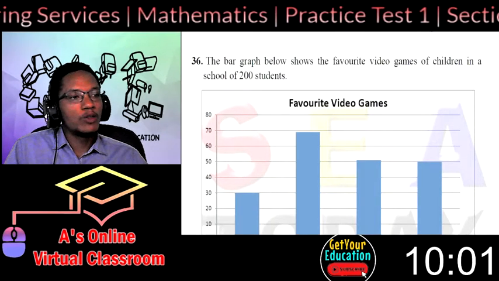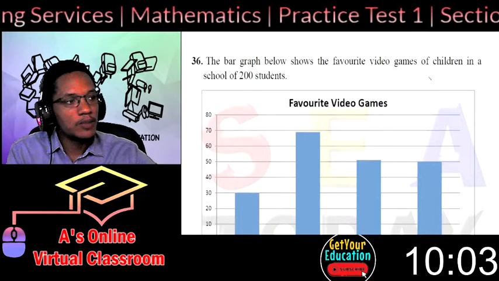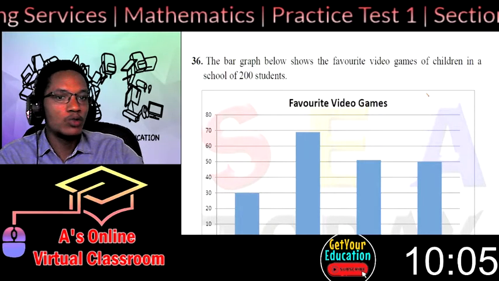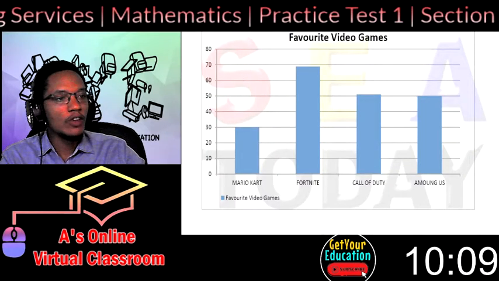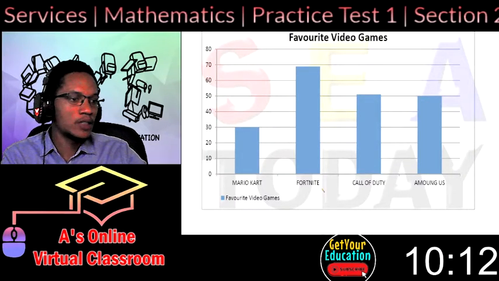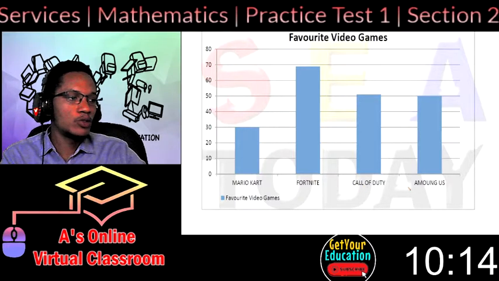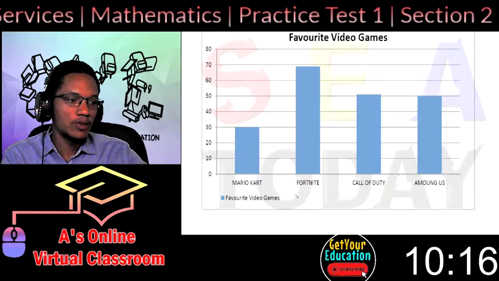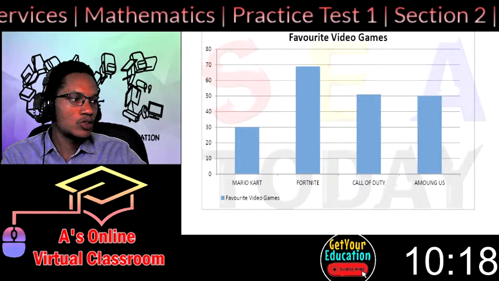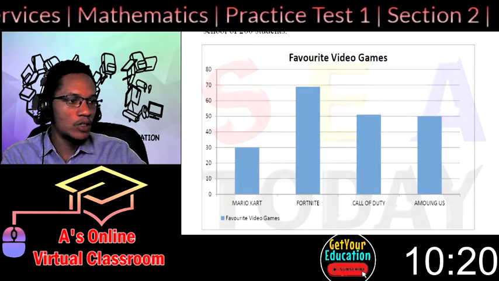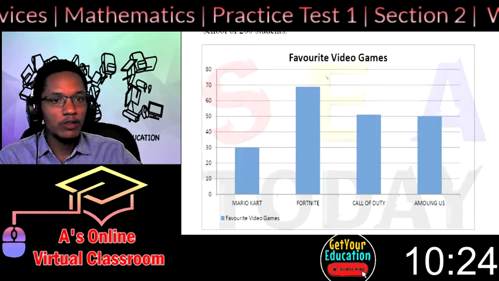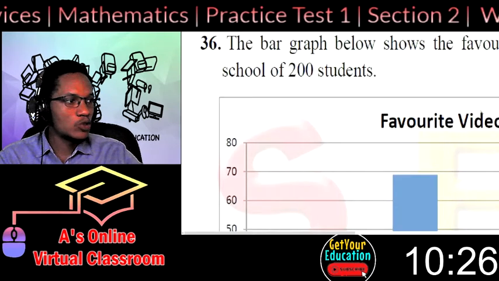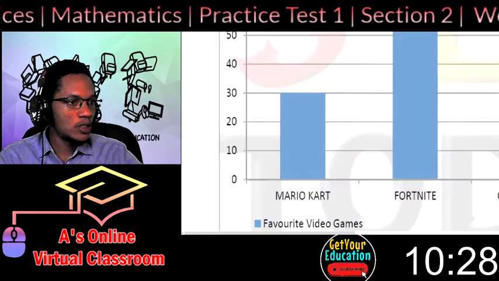The bar graph below shows the favorite video games of children in a school of 200 students. Okay, so you have favorite video games. You have Mario Kart, Fortnite, Call of Duty, Among Us. Alright, so the questions will be on your next page. Alright, so let's see if we could read the graph a little bit, see if we could get some zooms going to make sure we can see it clearly.